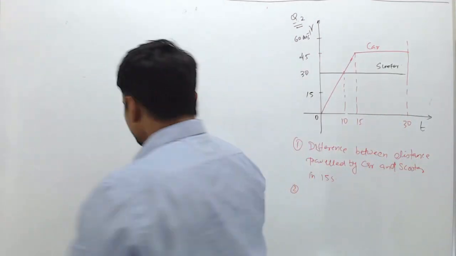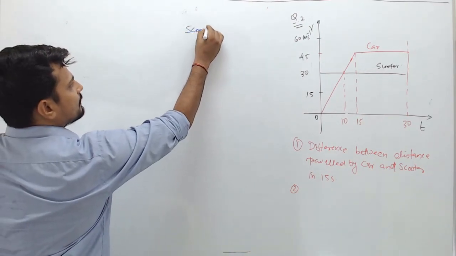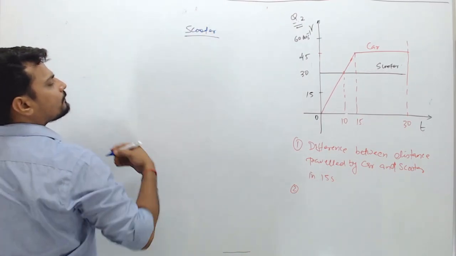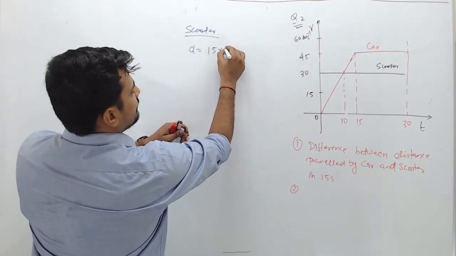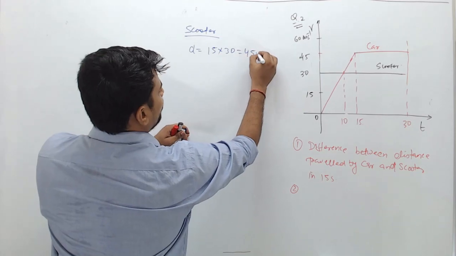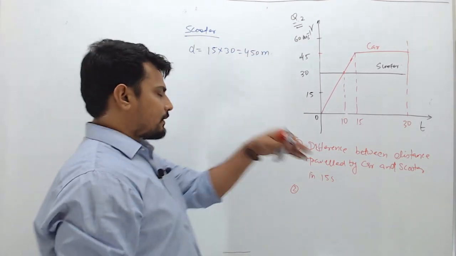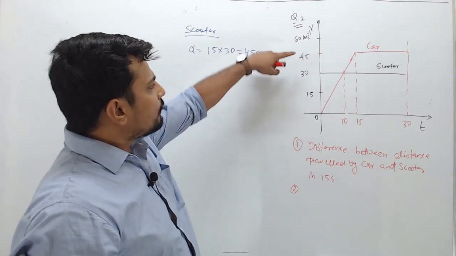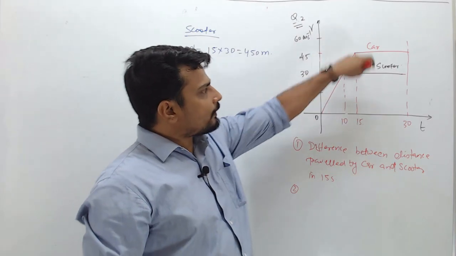Okay, so for the scooter, it is easy, right? For the scooter, it's moving at a constant speed. So the distance traveled should be how much? Time is 15, speed is 30. So that's going to be how much? 450 meter is the distance traveled by the scooter in those 15 seconds. Sorry, not a problem.